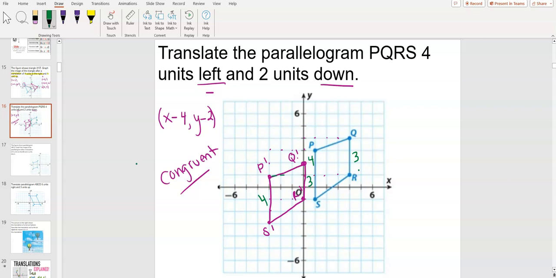I can even start looking at pieces, like measuring parts of my shape. From P to the right side is 3 boxes. From P prime to the right side is also 3 boxes. So by measuring the parts of my shape, I can pretty much tell that yes, this is congruent. They are the same size and the same shape.